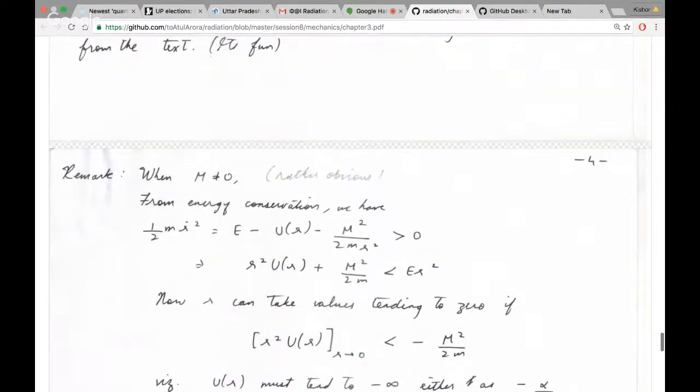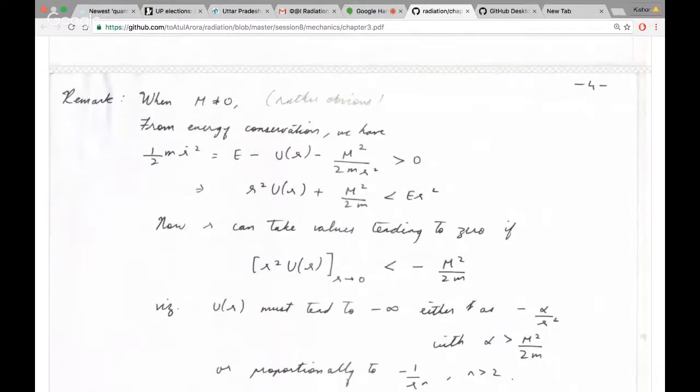Okay. So the remark is, when m is not equal to 0, this is rather obvious. From energy conservation we have half m r dot square equal to E minus U of r minus capital M square by 2m r square, which is greater than 0. And that implies r square U of r plus M square by 2m should be less than E r square.